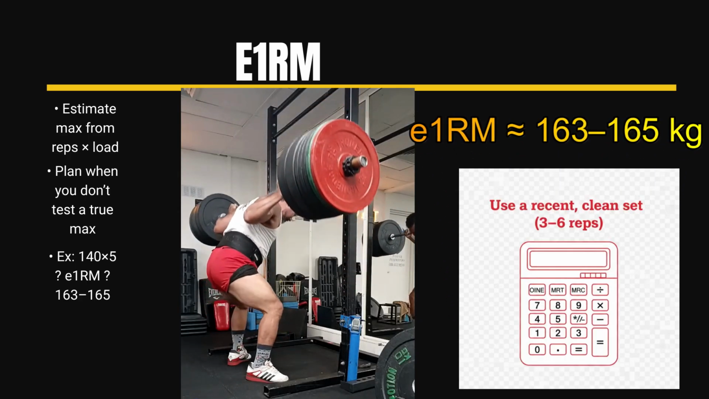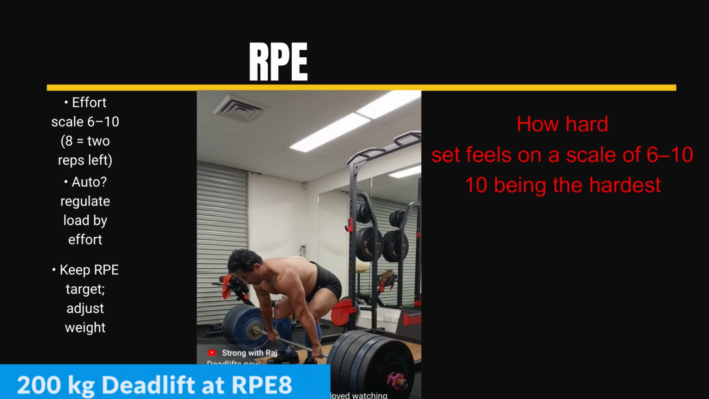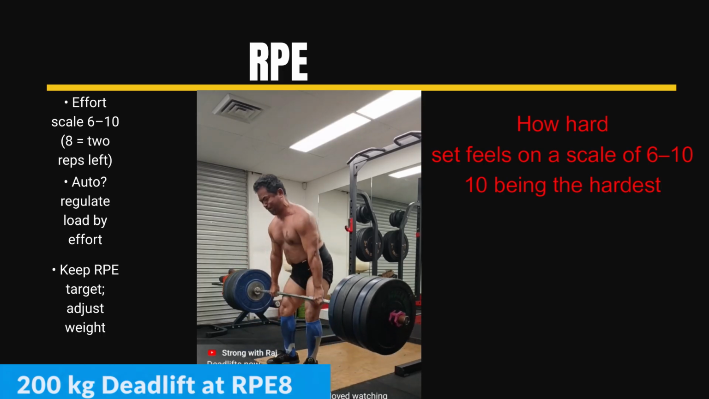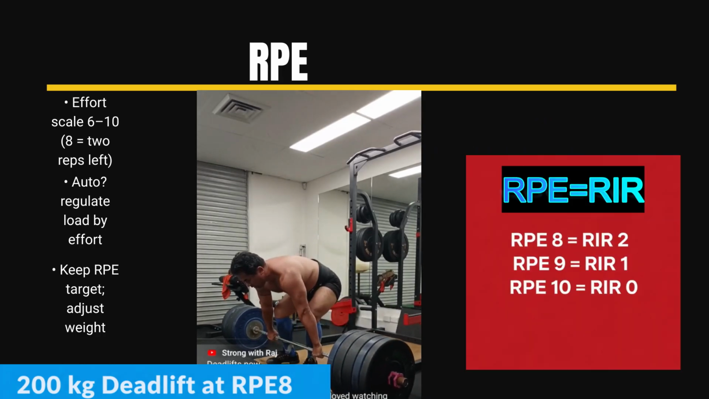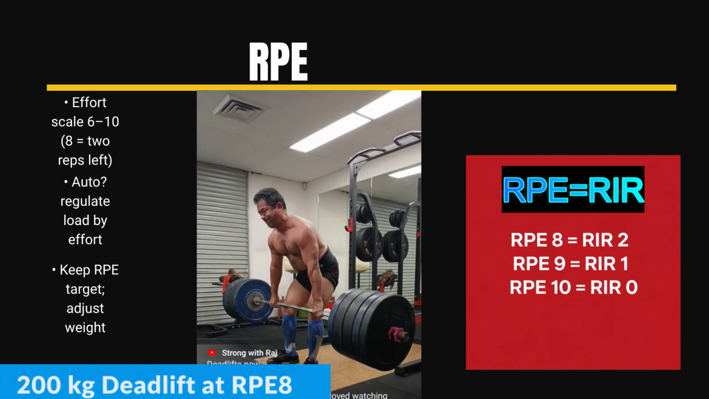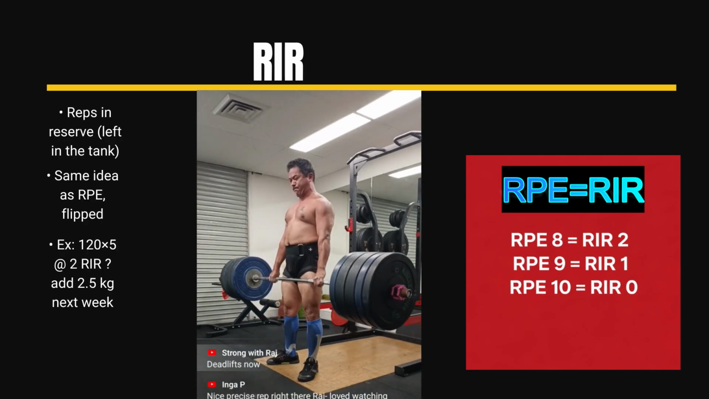Use that for planning. RPE, rate of perceived exertion, usually from 6 to 10. RPE 8 means 2 reps left. It lets you auto-regulate. If 150 kilos feels like a 9 today, drop to 147.5 and keep the effort where you want it.